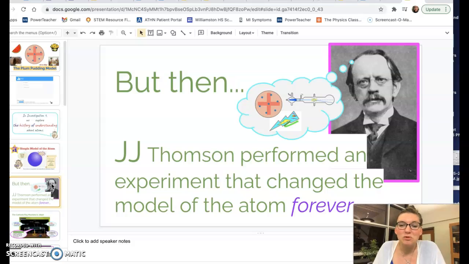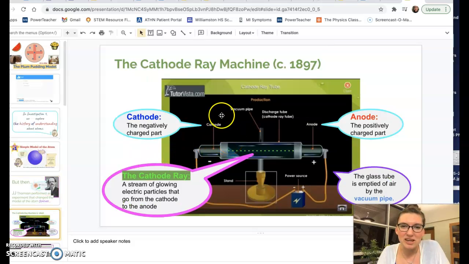But then, J.J. Thomson performed an experiment that changed the model of the atom forever. What this was is a cathode ray machine. It's plugged into a power source, and there's a negatively charged plate here and a positively charged plate there. The electricity comes from the cathode over to the anode, and it creates a stream of glowing particles across this vacuum tube. This happens because there is very little air in the tube, and that's what makes it so that you can actually see the stream of particles going across. What J.J. Thomson noticed is that when he put some electric fields or some magnets nearby, the stream would bend, and he wanted to know what was going on there.